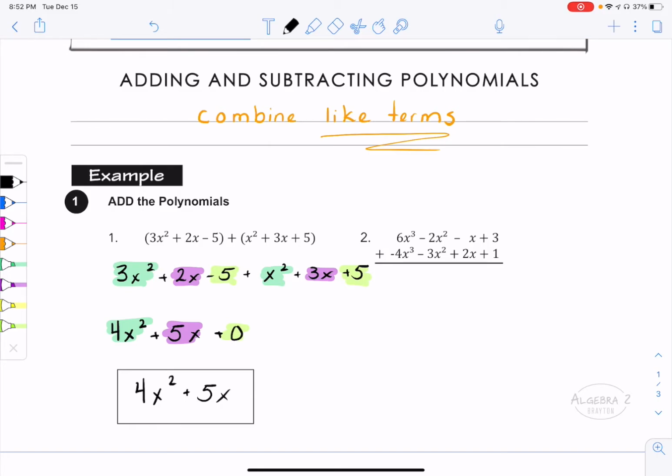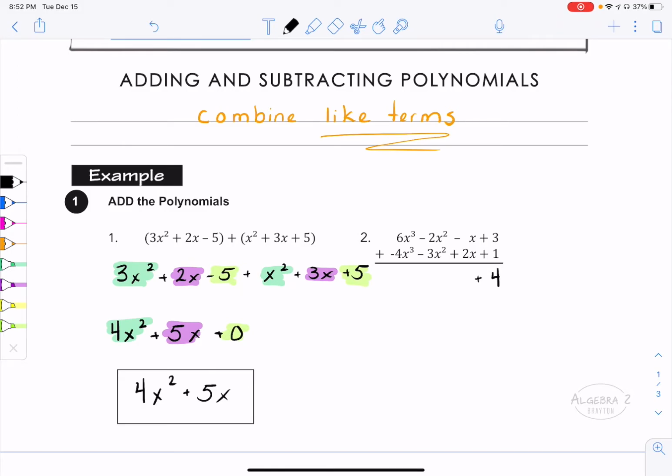Number 2 is also adding polynomials. This time they are stacked vertically, so you just add your like terms like this. I'm going to add this just like a typical addition problem. So starting over here, we have 3 plus 1, which is 4.